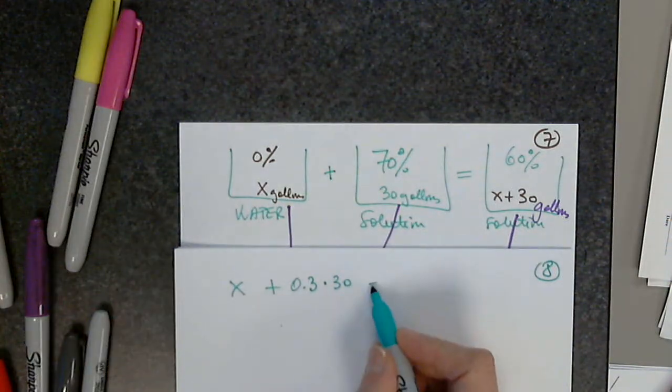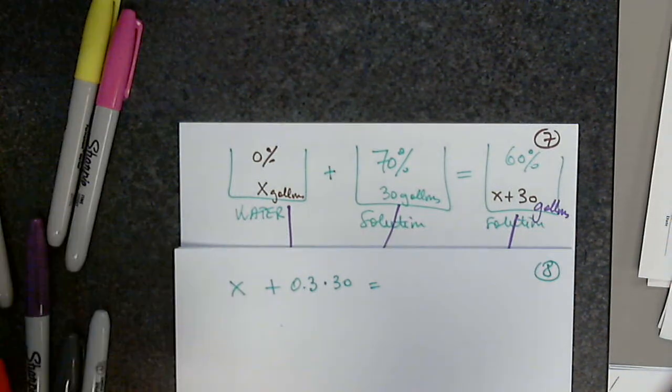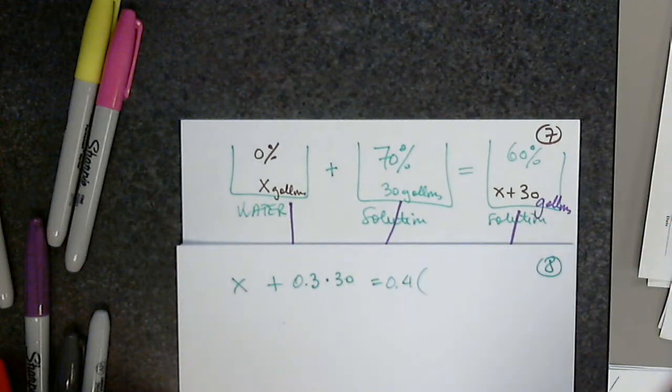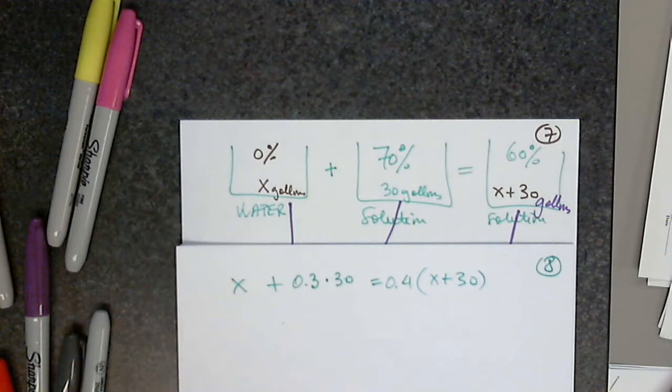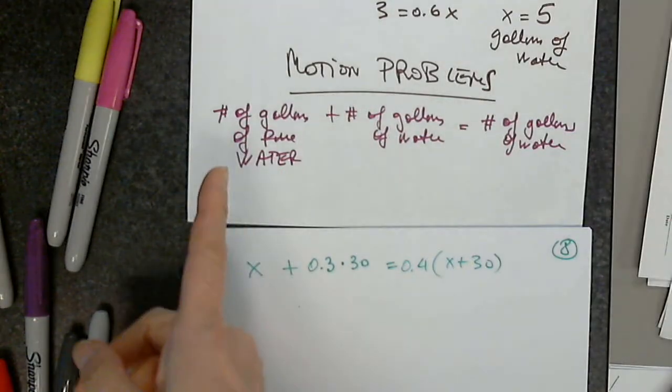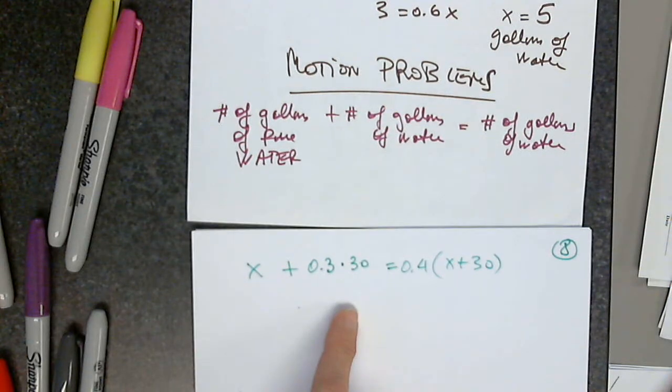Good. Now, equals. In the number of gallons x plus 30, how much is pure water? That'd be 40%. Exactly. 0.4 multiplied by x plus 30. Exactly. So now this is another consistent equation. Number of gallons of water from the first container plus the number of gallons of water from the second container must equal the number of gallons in the resulting container, because the initial third container was empty.